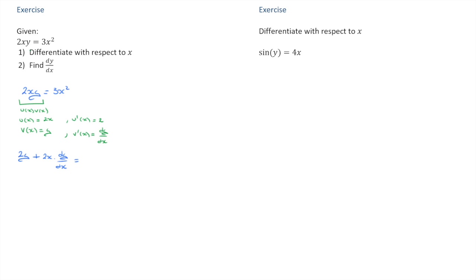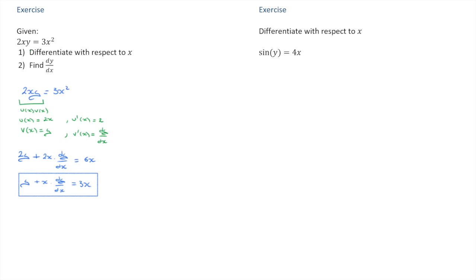On the right-hand side, the derivative of 3x squared, well, that's just 6x. And in fact, we can go a little further. We can simplify everything by dividing throughout by 2, which leads us to y plus x dy/dx is equal to 3x. And that's that. We've just differentiated this expression using implicit differentiation. So I'll just box that result there.